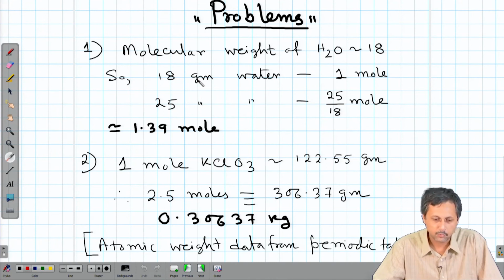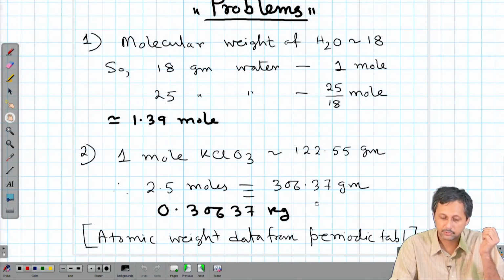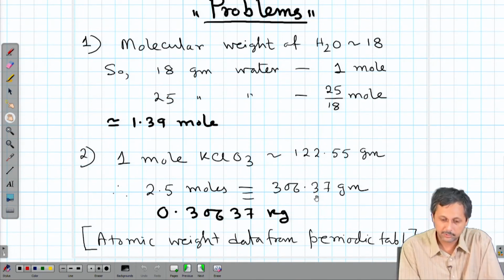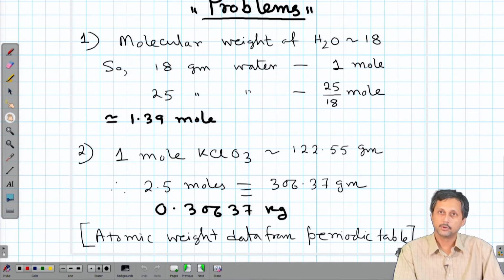So, problem 1 is super simple. We know that the molecular weight of water is approximately 18. Basically, for both these problems we have to compute the molecular weight. So what we have to do is add up the atomic weight data from the periodic table.